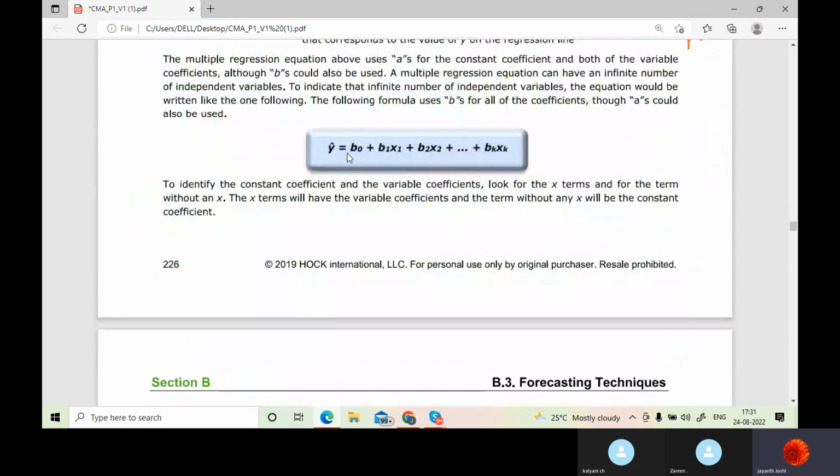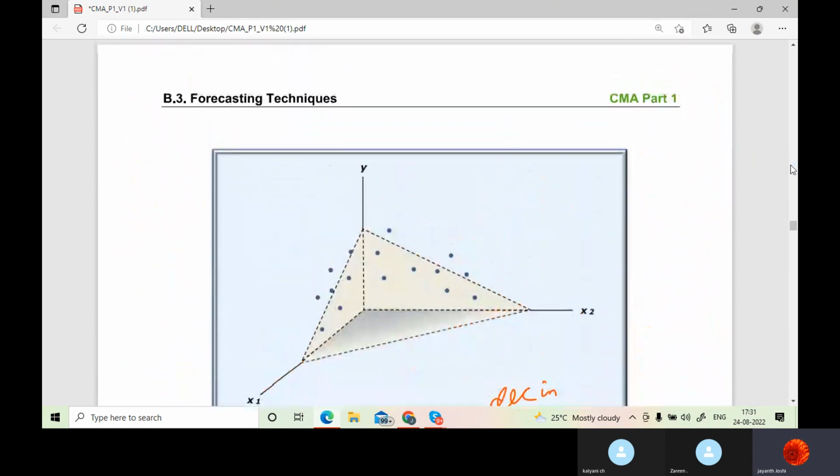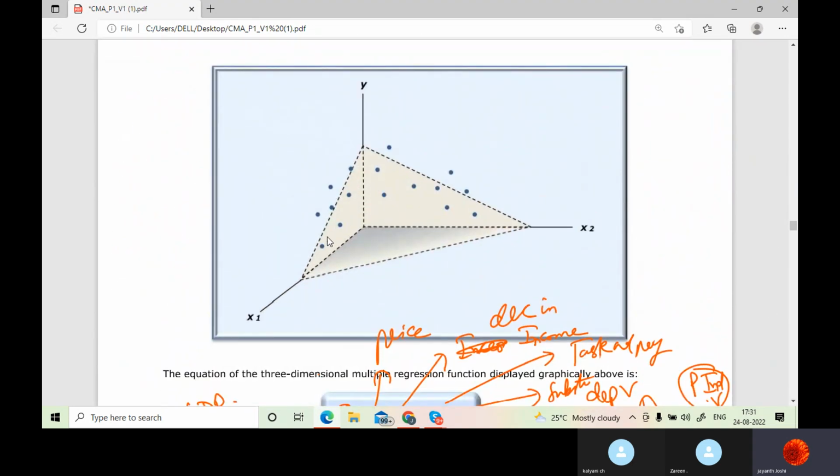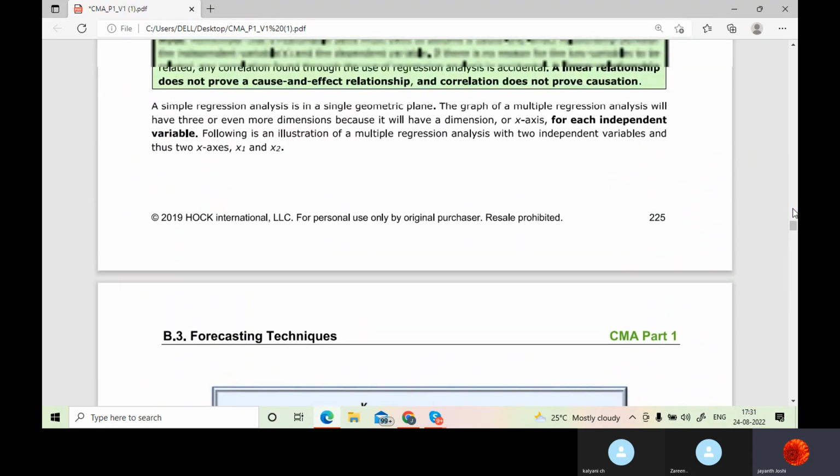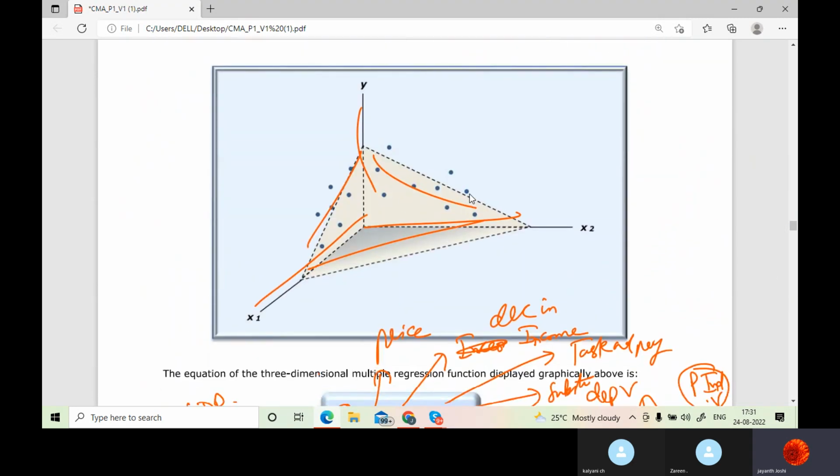Then what happens is, there are multiple slopes. That means you will be getting more lines, not only one line. You'll be getting multiple lines. These are the axes. You'll be getting lines in this way. You'll be getting a three-dimensional figure. Why? Because you have taken three variables. Am I right?